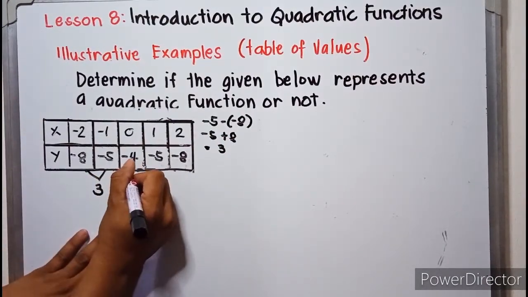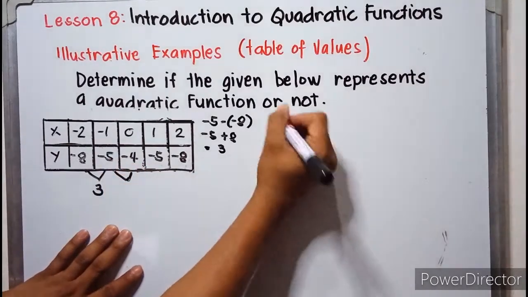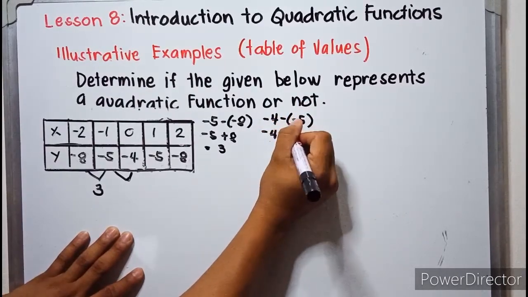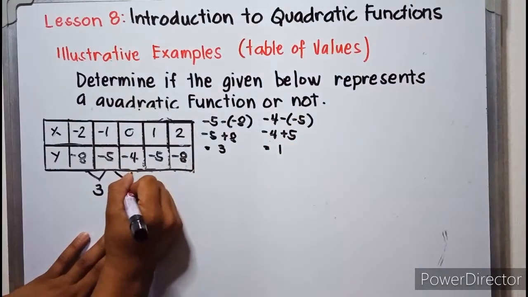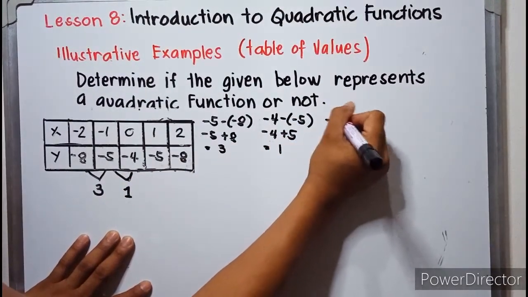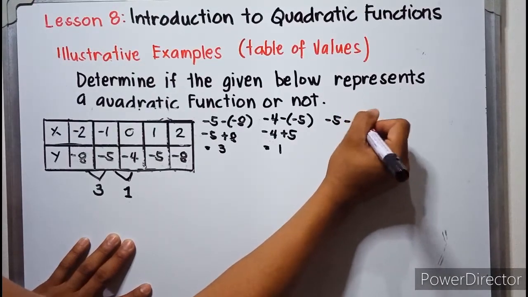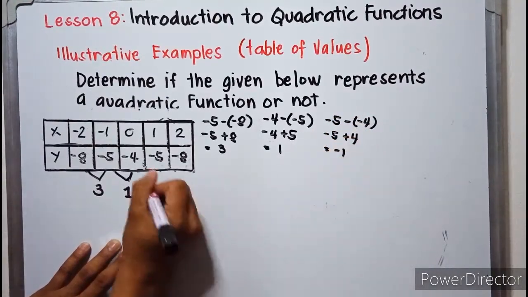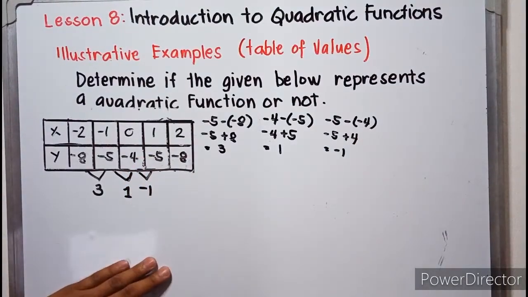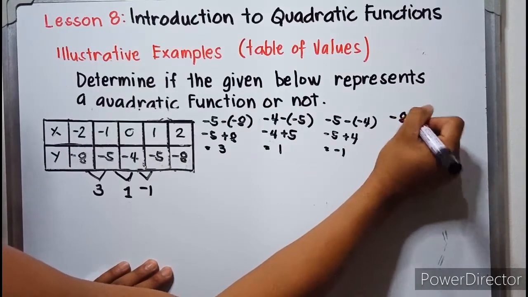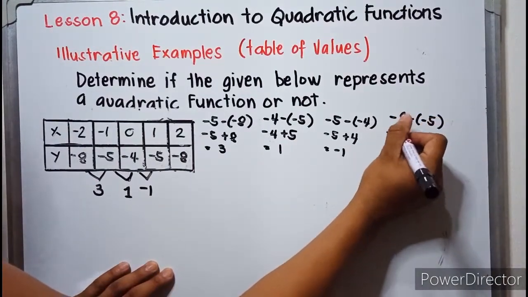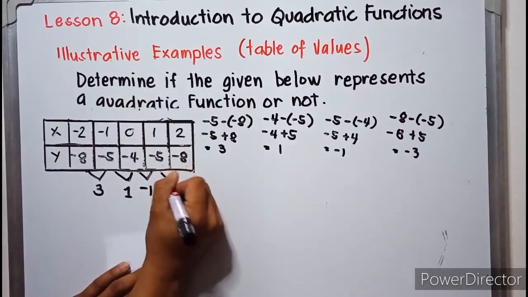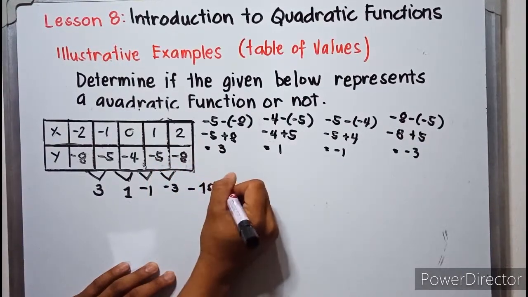How about for the next one? Negative 4 minus negative 5. So we have negative 4 plus 5. The answer is positive 1. How about the next one? Negative 5 minus negative 4. So this is negative 5 plus 4. The answer is negative 1. Then how about for the last one? Negative 8 minus negative 5. So we have negative 8 plus 5. The answer is negative 3. So this is again our first difference.